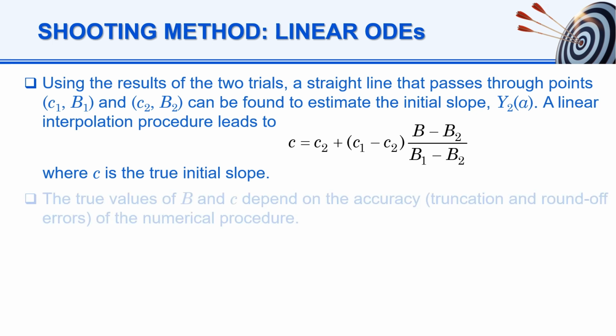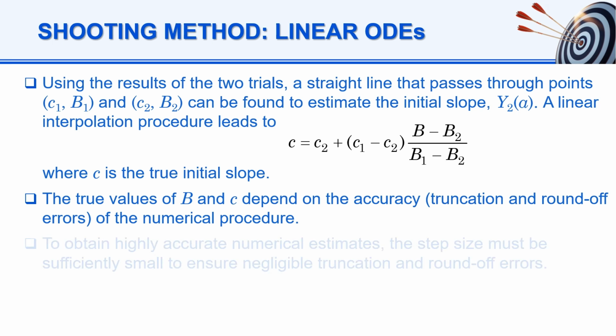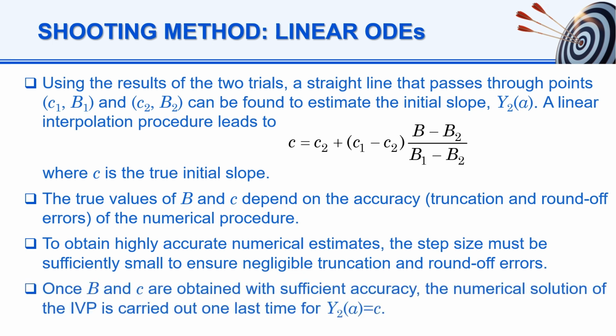The true values of B and C depend on the accuracy, i.e., truncation and round-off errors, of the numerical procedure. To obtain highly accurate numerical estimates, the step size must be sufficiently small to ensure negligible truncation and round-off errors. Once B and C are obtained with sufficient accuracy, the numerical solution of the initial value problem is carried out one last time for Y2A equals C.